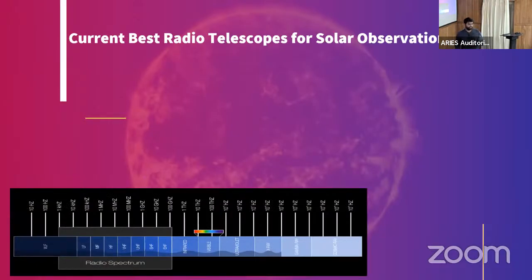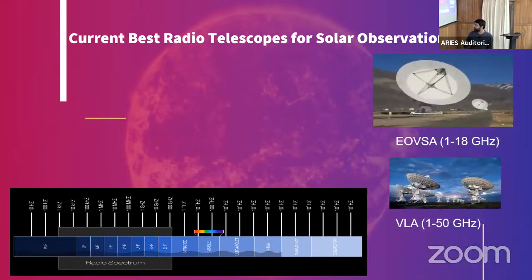So, what are the current best telescopes that we have for solar observation? In the high frequency regime, from let's say 1 to 50 gigahertz, we have EOVSA. This is a solar dedicated telescope, which has around 12 odd antennas. And then for this entire band, we have the VLA, both are located in this.